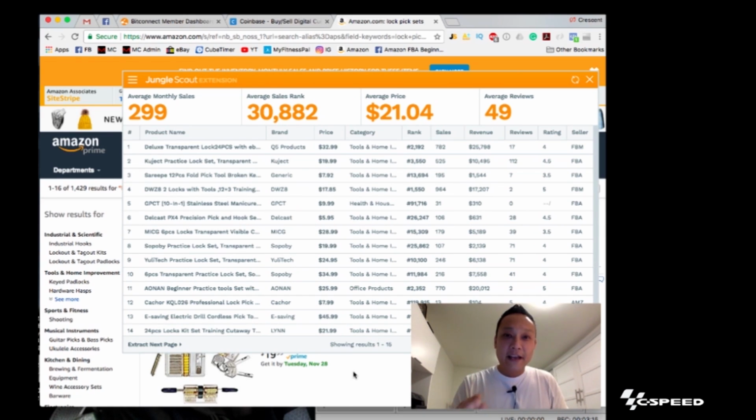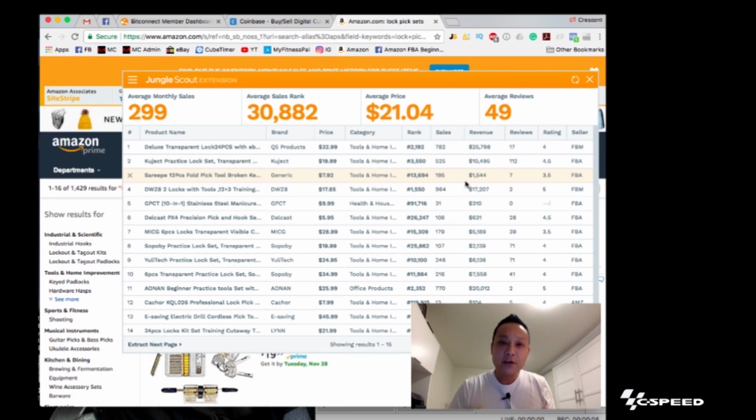Because every day I get dozens and dozens of people emailing me or PMing me their Jungle Scout screenshots, and the prices are right around $10 or sometimes even less. And it just doesn't make any sense to even enter that niche at $10 because there's no profit there. You're just basically giving the money away for doing all this work.